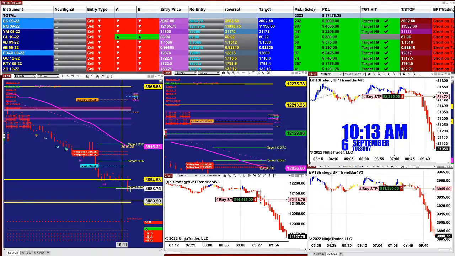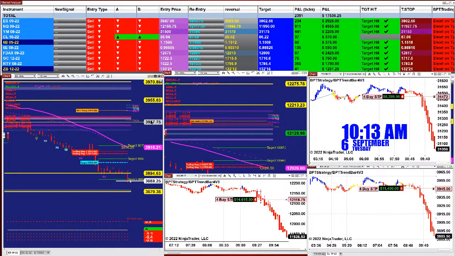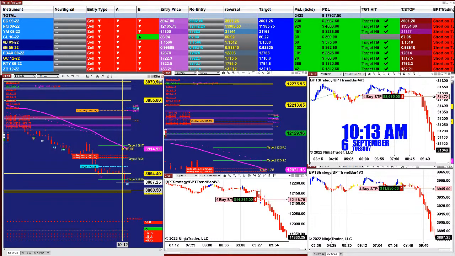And if this market wants to go further down, this is the dead end: 38.80. Wow, this is a very low number. 38.80 is the max for this morning session, folks.